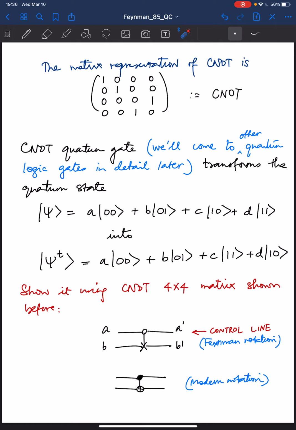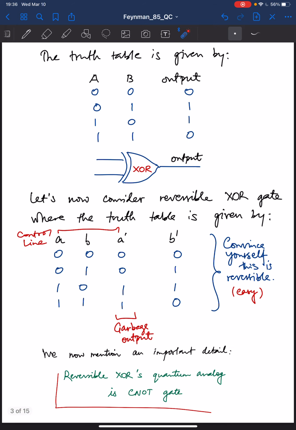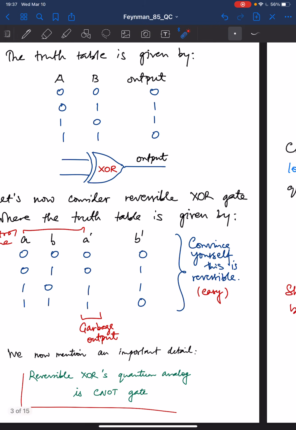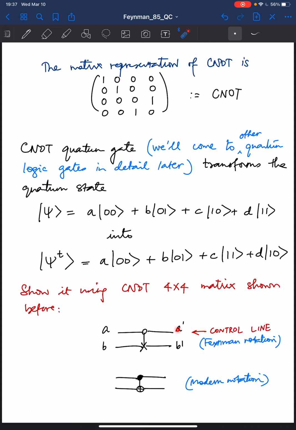So this is the representation of controlled NOT. We'll come to other quantum gates later on, but what is the controlled NOT quantum gate? It transforms the quantum state, which is given by this, into a quantum state which is given by this, and it is completely a quantum version of what we have shown here for the reversible XOR gate. So what we get is the input A and B, and then there's this control line which we discussed before. This is A prime, and then this is B prime. So it's exactly the same notation as here, and this is known as the control line. And then this X is the Feynman notation, and the modern notation is something like this.